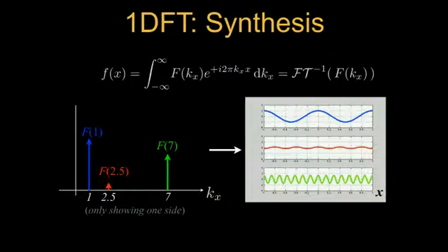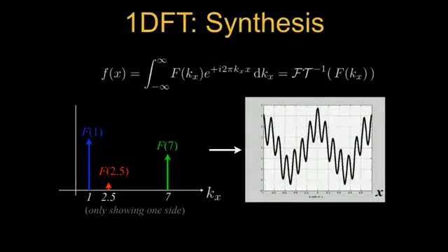Well, that means first we have to have signal 1 at a certain amplitude, 2.5 at a certain amplitude, and 7 at a certain amplitude. These are the individual components that we understand from the Fourier space representation. When we perform this equation, it means that we're integrating all this. It means we're adding them all up. If we do that, well, here we are.